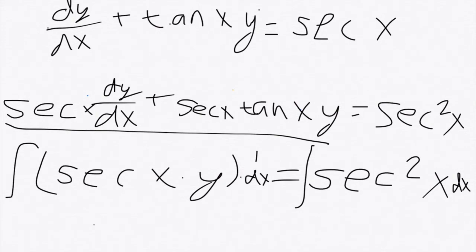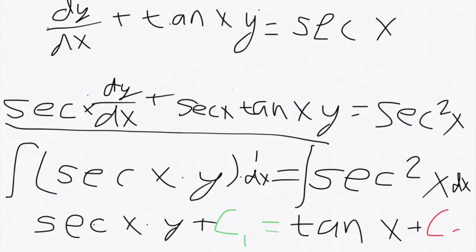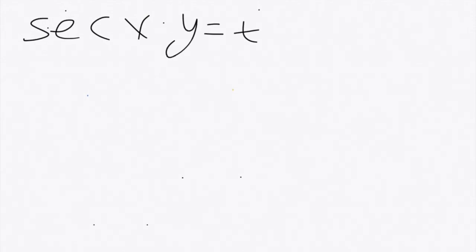The integral of the left side is just secant x times y plus some constant c1. And the integral of the right hand side is our favorite tangent x integral plus another constant. And we're going to combine the constants to get secant x times y is equal to tangent x plus c.